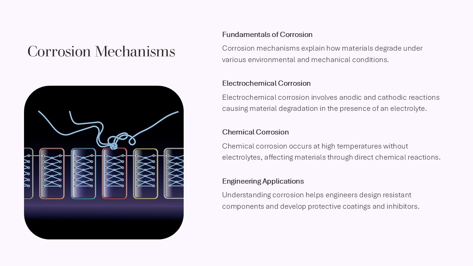By linking corrosion mechanisms to real-world service conditions, engineers can design components that are more resistant to degradation and failure. This knowledge also informs the development of protective coatings, inhibitors, and cathodic protection systems. Corrosion mechanism analysis bridges laboratory testing and field performance, making it a cornerstone of corrosion engineering.